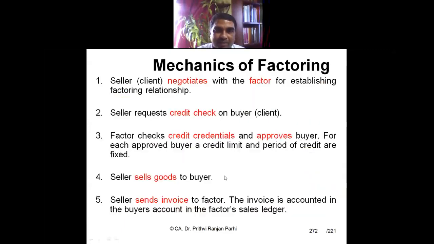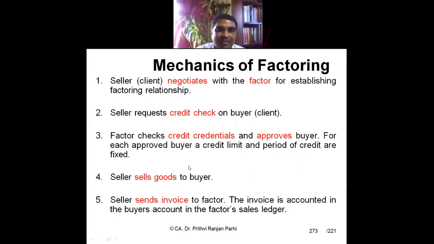And the following steps talk about the mechanics of factoring. First, the seller negotiates with the factor. The seller tells the factor that I have a plan to sell, and these particular debtors which will be created will be offered to you for factoring. The seller requests a credit check on buyers. Then the factor checks the credit credentials and approves the buyer.